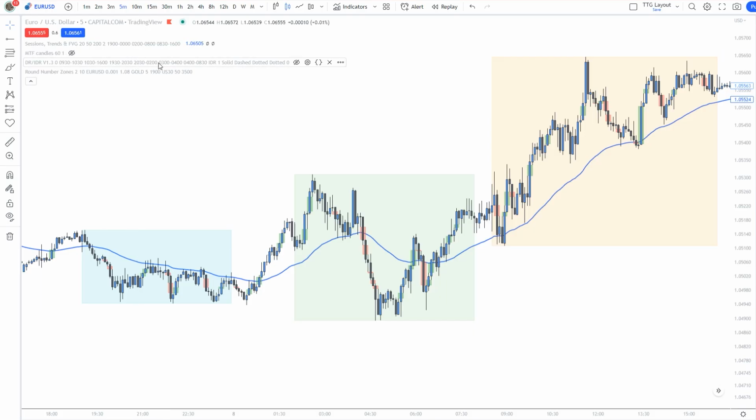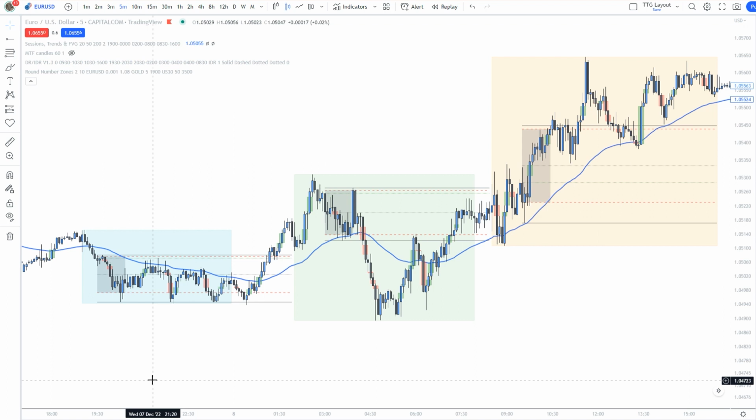Here we have the Euro USD 5 minutes chart, and I activate the indicator and you see we have three boxes for Asian, London and New York session. The constellation of these defining ranges represent trading models for which I show you now an example.